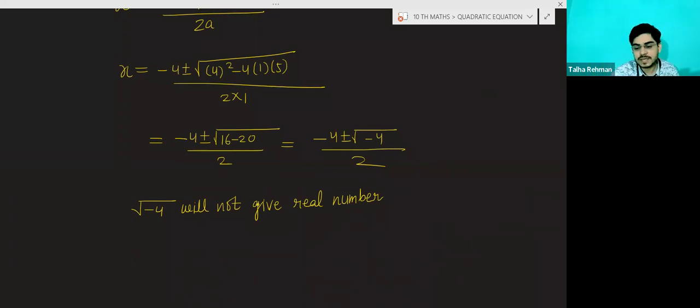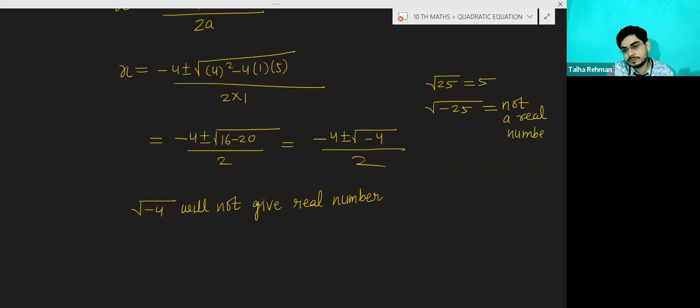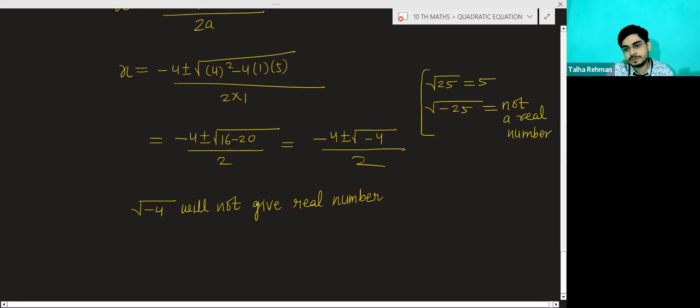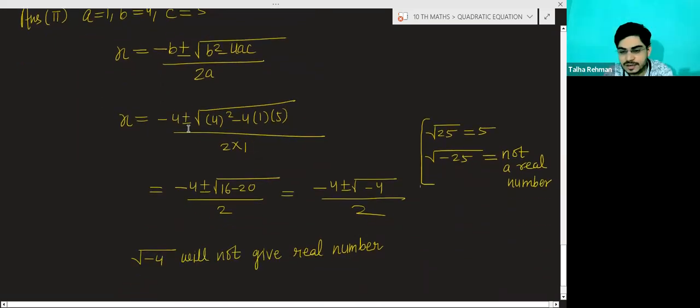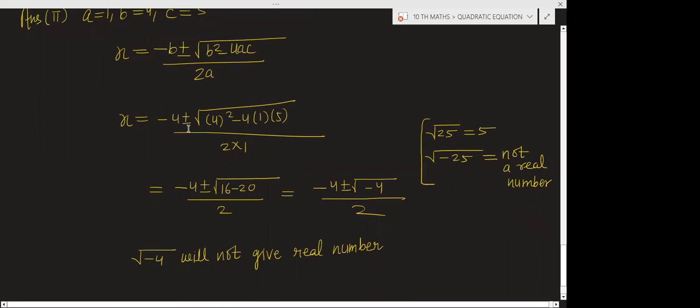Always remember, inside the root, the value always should be positive. Like, we find root of 25. If I am saying root of minus 25, so this value is not a real number. So, remember this point. You will not get a real number. And we are finding the roots. Roots means we are finding the real roots. Okay? Real numbers, do you know? Real numbers 1, 2, 3, 4. Any number is a real number.